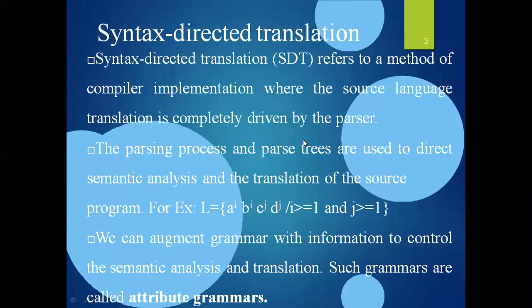What a syntax directed translation is, I will explain by giving an example. In a function call we want the number of actual parameters to be the same as the number of formal parameters. That means the actual parameters and the formal parameters should be the same. See, here we have a language, in the slide, L is equal to a power i, b power i, c power j, d power j, where i is greater than or equal to 1, and j is greater than or equal to 1. Here in a function call we want the number of actual parameters to be the same as the formal parameters, where in this example a and b represent the actual parameters and c and d represent the formal parameters. What it means is the total number of i is equal to the total number of j. That means i and j are the same here.